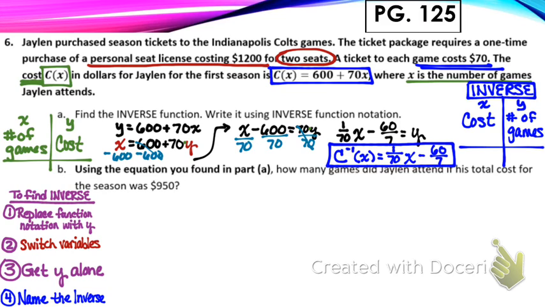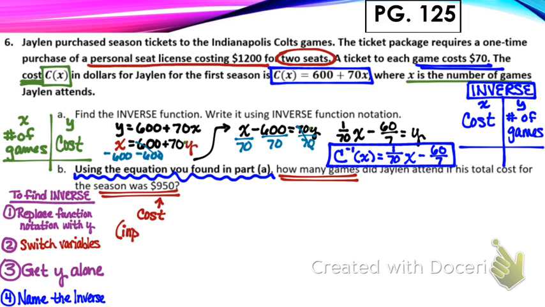Now that we've found that equation, I want to use the equation that we just found in part A, and I want to know how many games Jalen attended if his total cost for the season was $950. Where do I put that $950? In your B. Is it an input or is it an output for my inverse? It's the input because it's the cost. So this is cost. That is the input of the inverse.